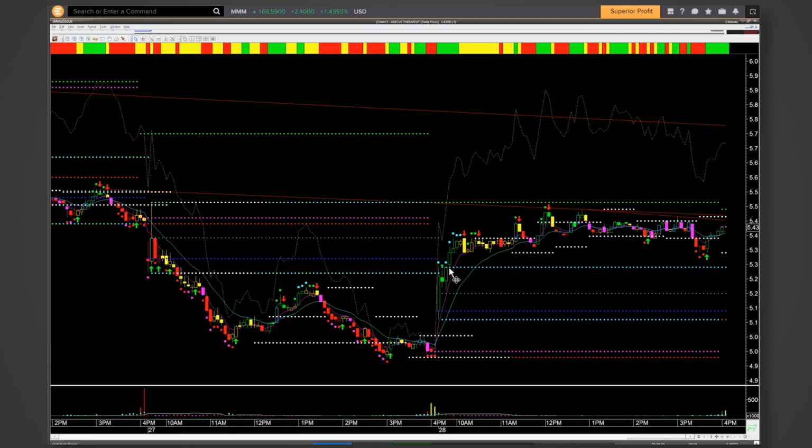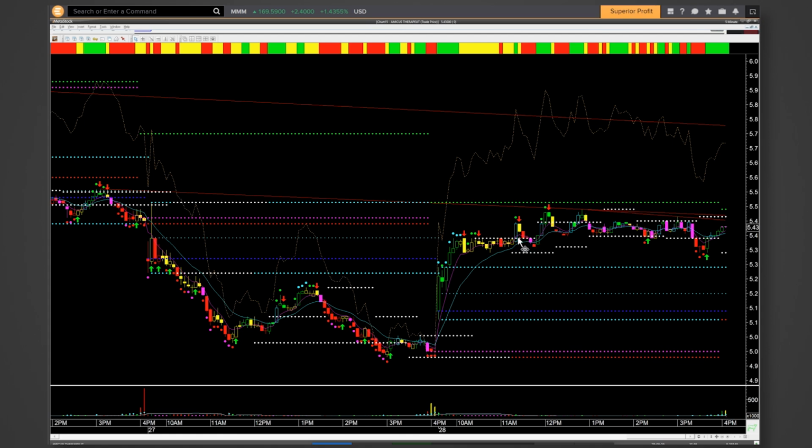Open is here. Then the early range formed, and now we could take an early range breakout trade. So our stop loss will be at the other side of the early range here, and then our profit target will be probably somewhere around the green line. Now the green line was never hit.